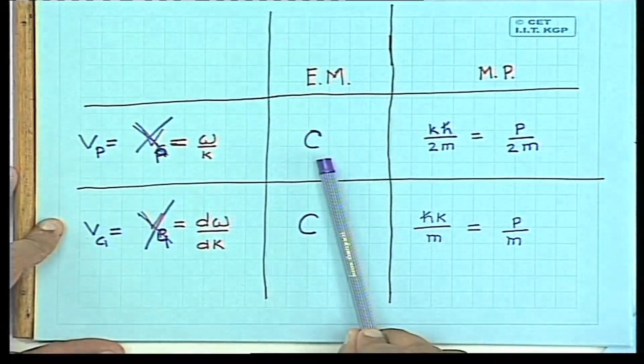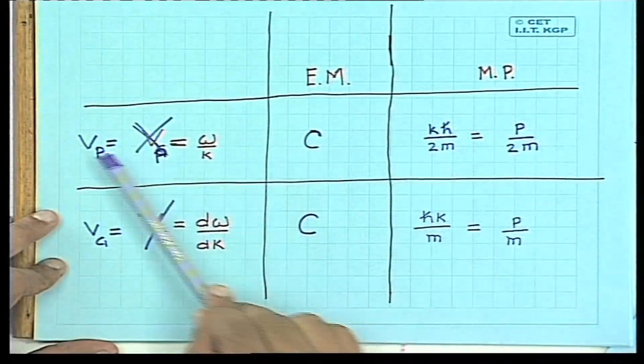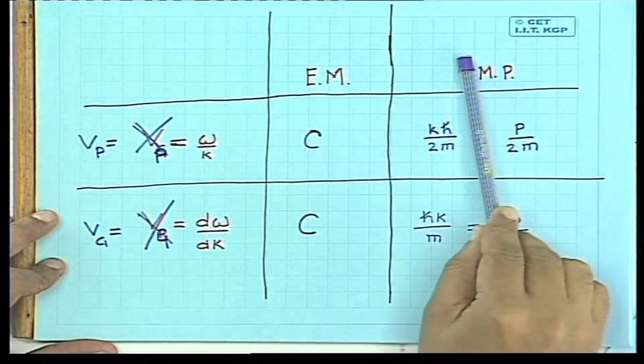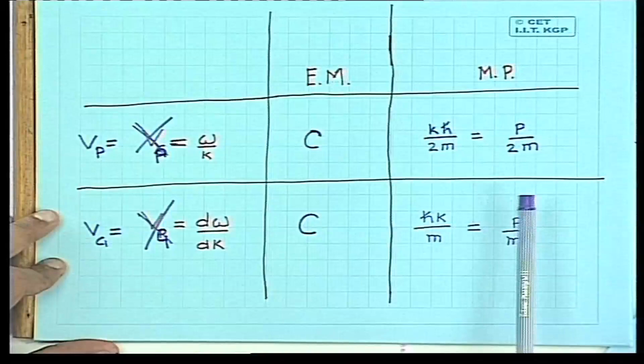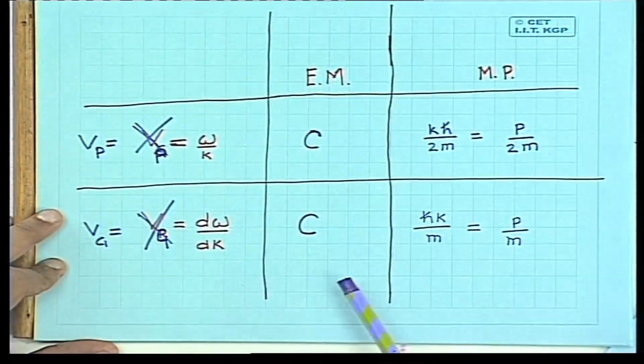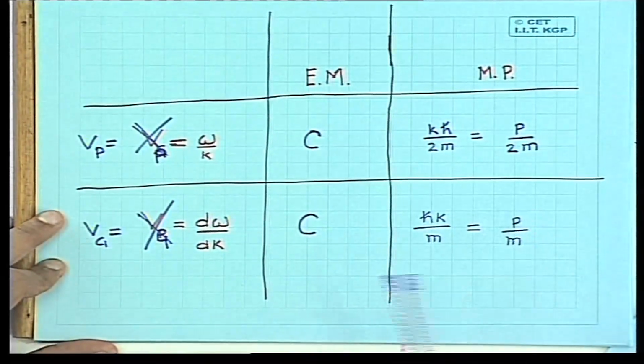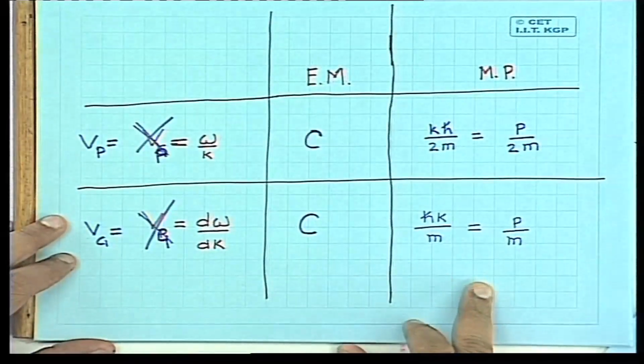For the electromagnetic wave, c is the speed of the photon or the speed of the electromagnetic wave. But here the phase velocity for the massive particle comes out to be half the speed of the particle, whereas the group velocity, which is d omega by dk, comes out to be h cross k by m, which is the momentum by the mass, which is the velocity of the particle. So, notice the difference between the two situations. Here the group velocity is the velocity of the particle.